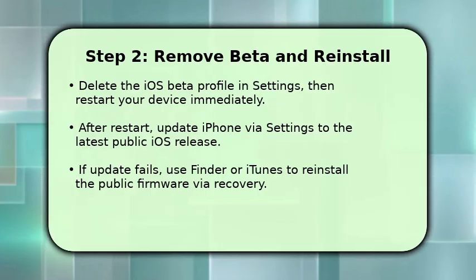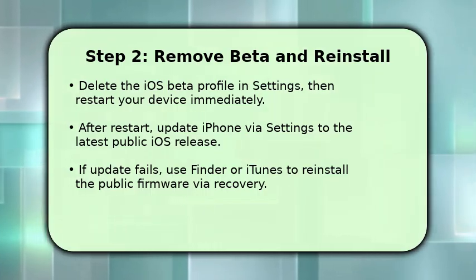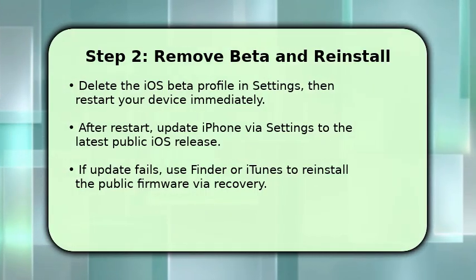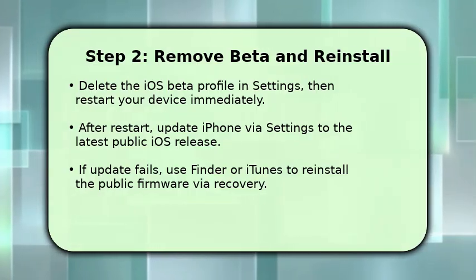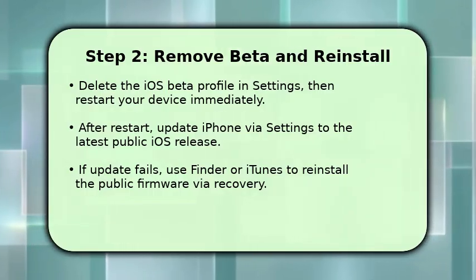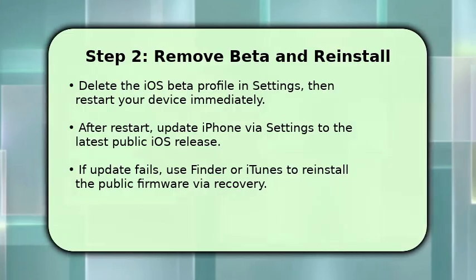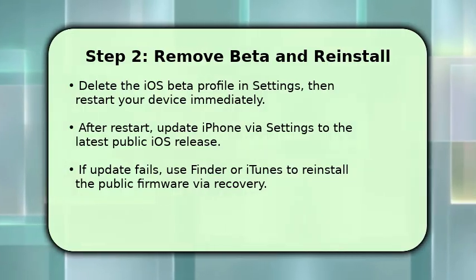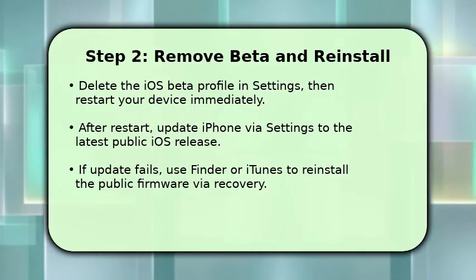After restart, go to Settings, General, Software Update, and install the latest public iOS release when it appears. If the public update does not appear, connect to a computer and use Finder or iTunes to reinstall public firmware in recovery mode. Finally, restore your backup from iCloud or your computer and verify.